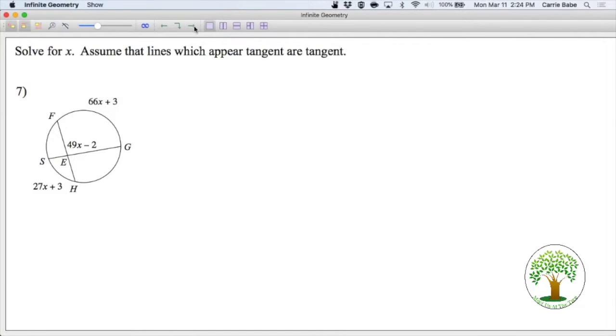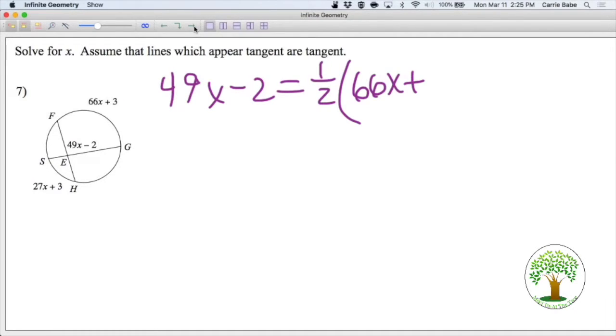All right, number 7. Now we have a big long equation. 49x plus 2 or minus 2? Minus 2 equals half. Is it something plus something or something minus something? Plus, so we don't have to do the parentheses inside. So we can just do 66x plus 3. We can just add it to the 27x plus 3, right?